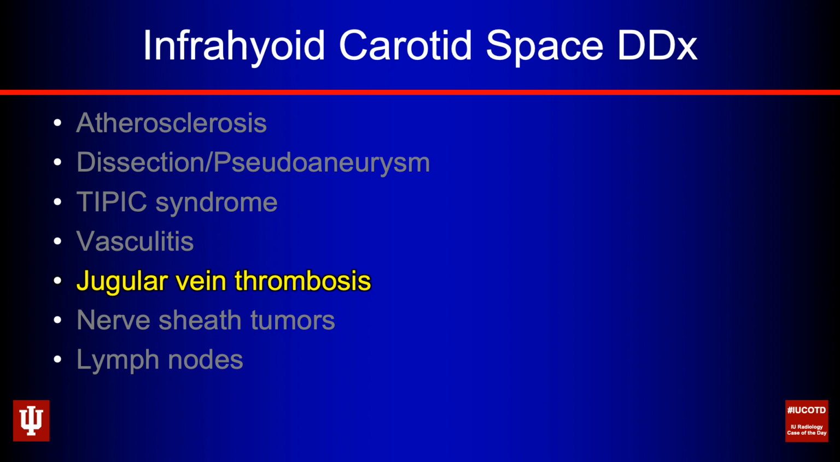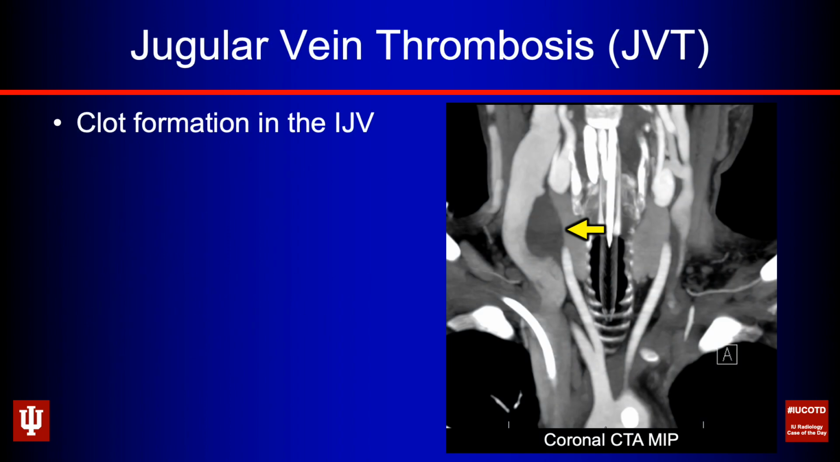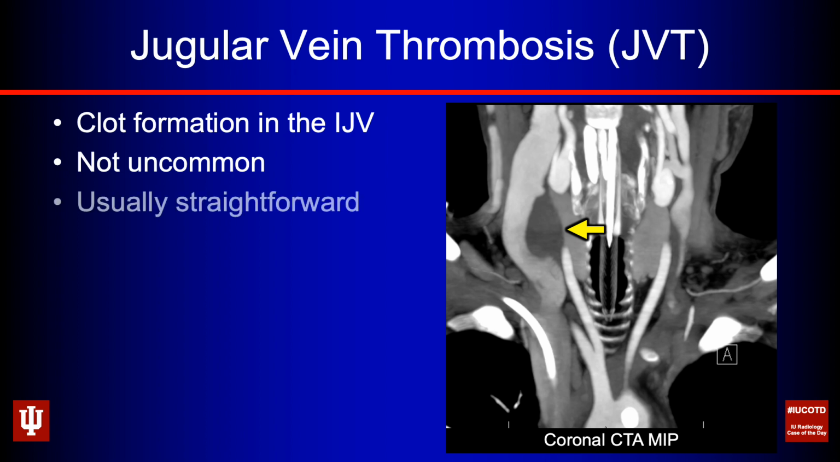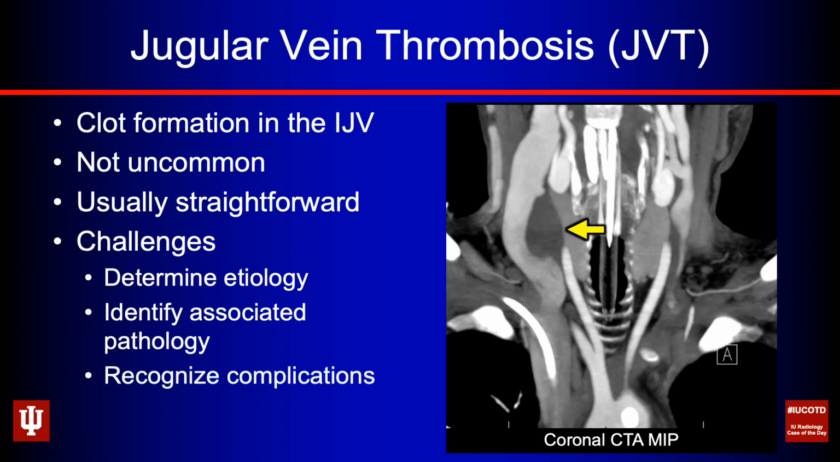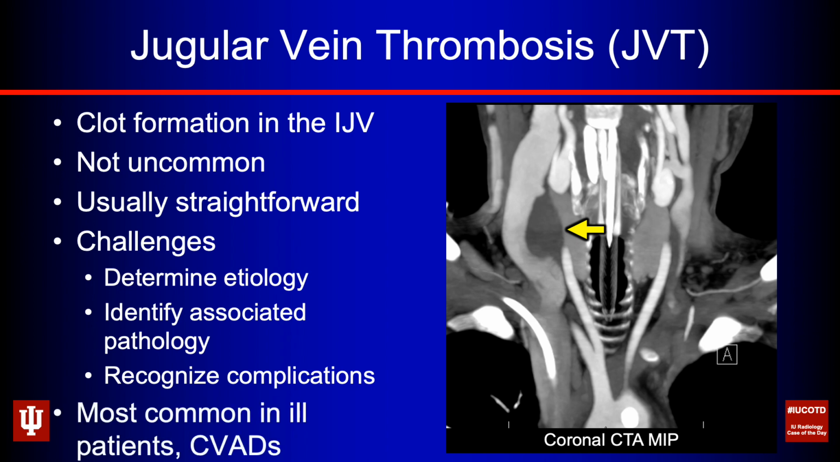All right, next is jugular vein thrombosis. This is quite simply clot forming in the jug. Certainly is not uncommon. We see it all the time. Usually these are straightforward diagnoses, and the challenges lie not in making the diagnosis, but rather trying to figure out what the etiology was that caused it, and then to look for any associated pathologies and any associated complications. Most commonly, we see this in ill patients that may have an implanted cardiac pacemaker, a defibrillator, or an indwelling catheter. Those are the patients who typically have these, but not the only patients.